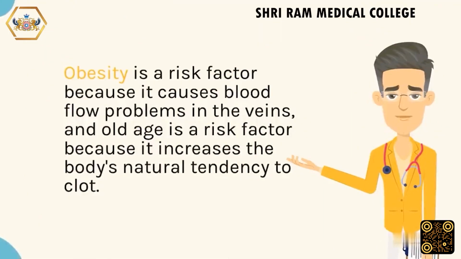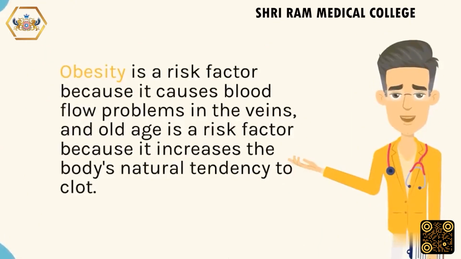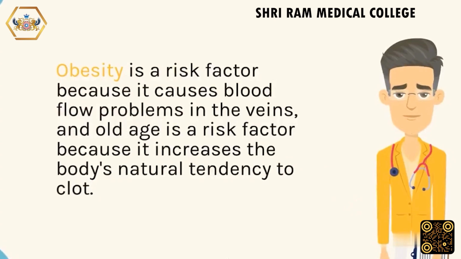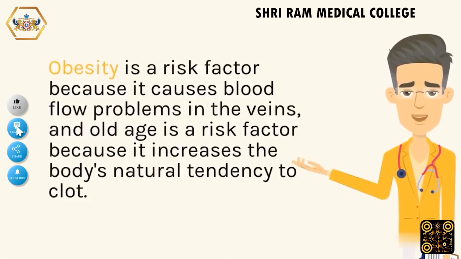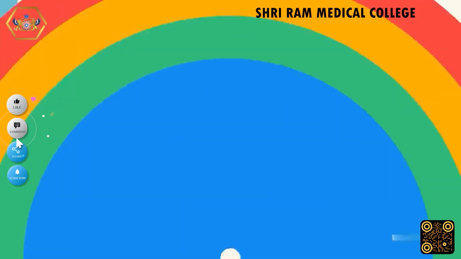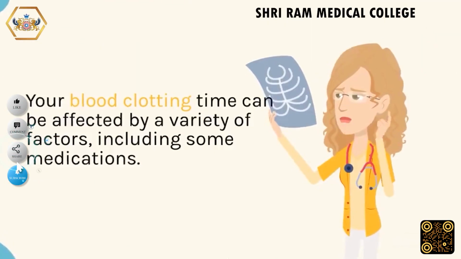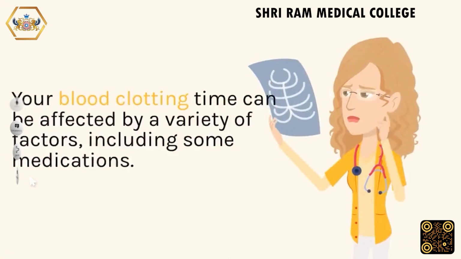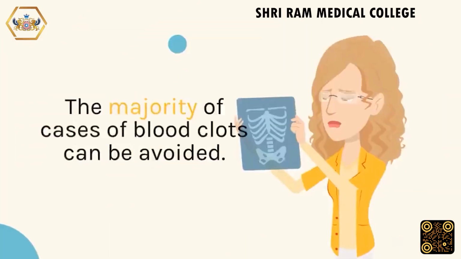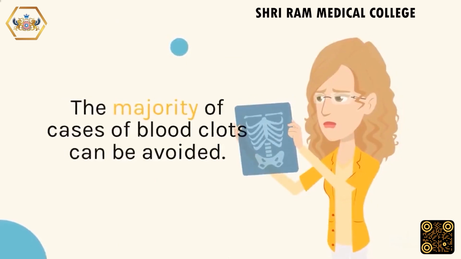Obesity is a risk factor because it causes blood flow problems in the veins, and old age is a risk factor because it increases the body's natural tendency to clot. Your blood clotting time can be affected by a variety of factors, including some medications. The majority of cases of blood clots can be avoided.